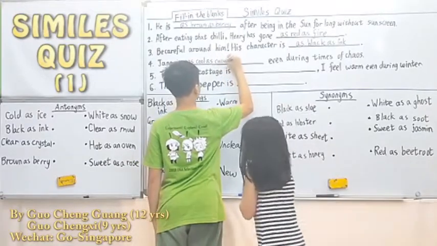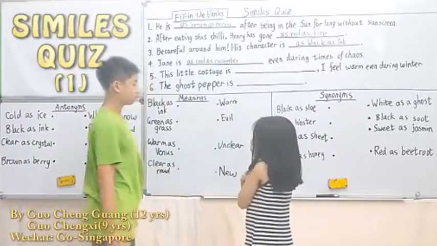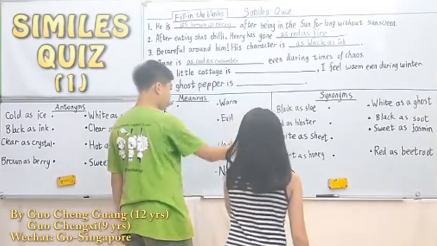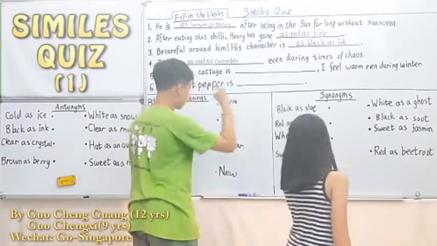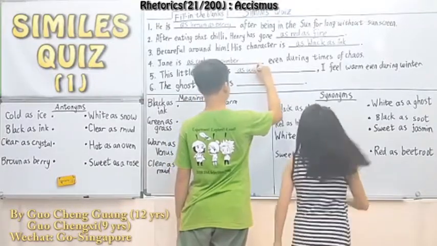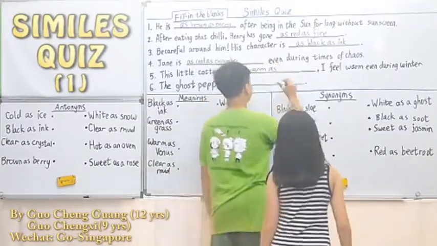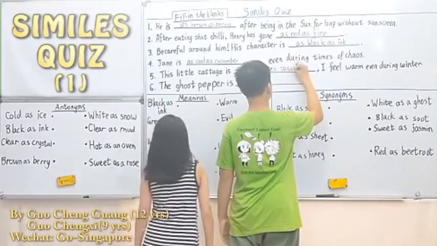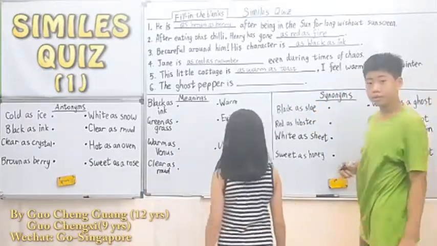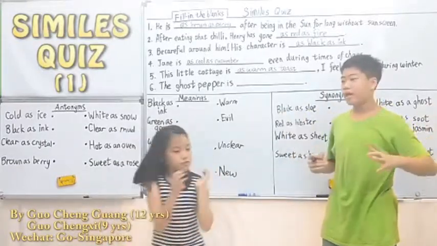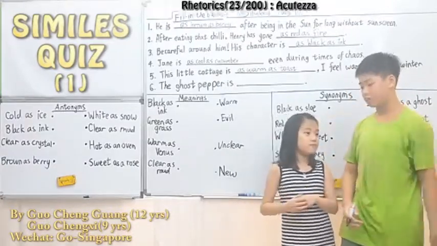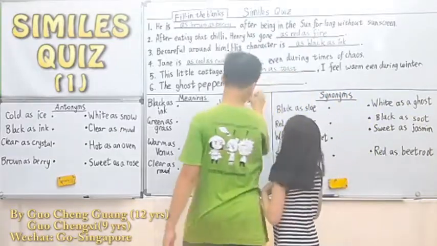This little cottage is as warm as wool. Which of the following would you use the most? As warm as wool, or as warm as toast, or as warm as Venus, or as warm as whatever? As warm as toast. Okay, it is usually used as warm as toast, just like we like to use toast. So this little cottage is as warm as toast. I feel warm even during winter. They're just crowded together, and you can even feel other cottages or small huts, fireplace, right? Okay, so I think right now you can reach already.